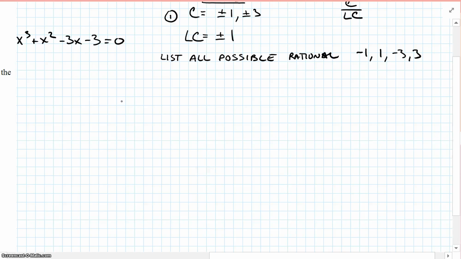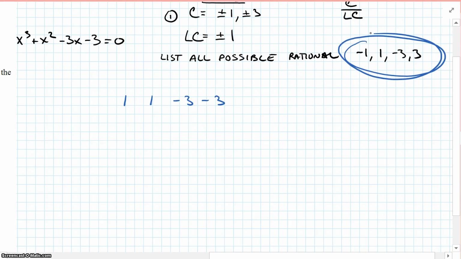Looking at the equation synthetically, the coefficients are 1, 1, -3, -3. I'm going to synthetically divide by each one of these. And remember, the one that has a remainder of 0 is a root. So let's try -1 first. Remember, in synthetic division, you drop the first term, multiply it by the root. So -1 times 1 is -1. Sum those, you get 0. 0 times -1 is 0. So drop your -3. -1 times -3 is 3. So you get 0. So -1 is a root.